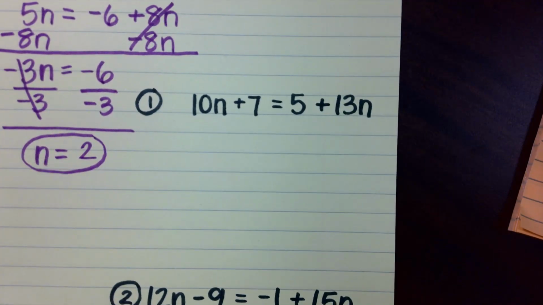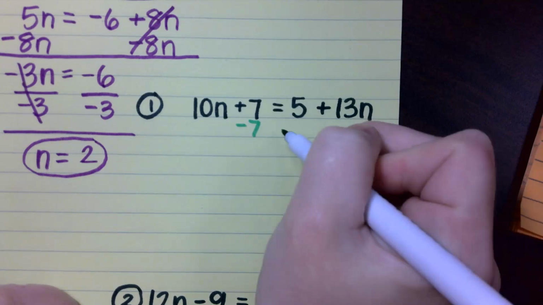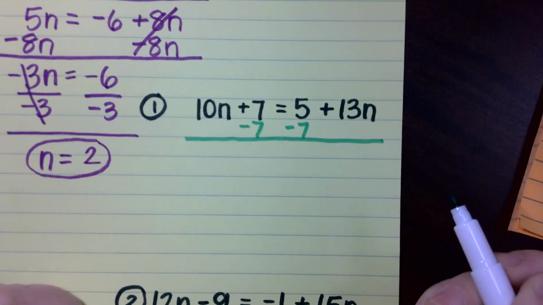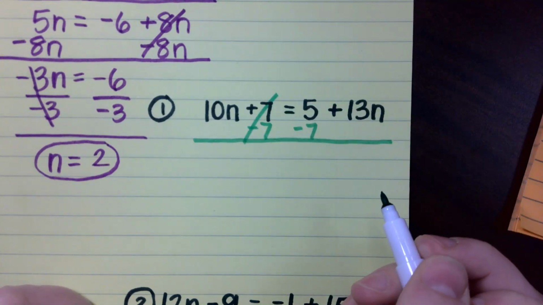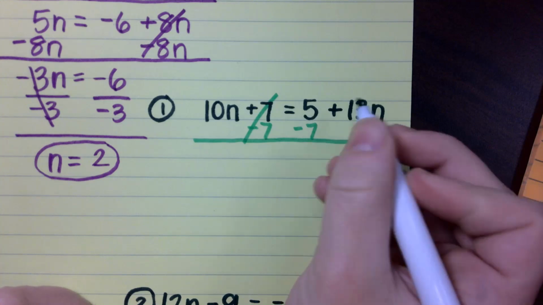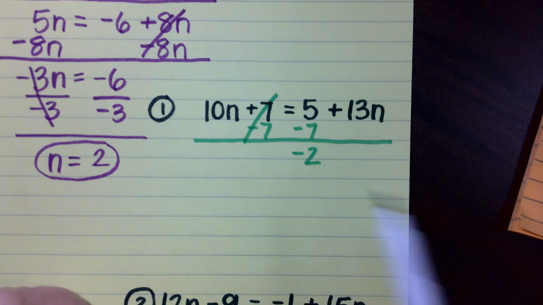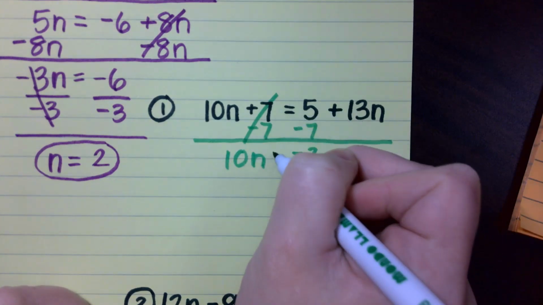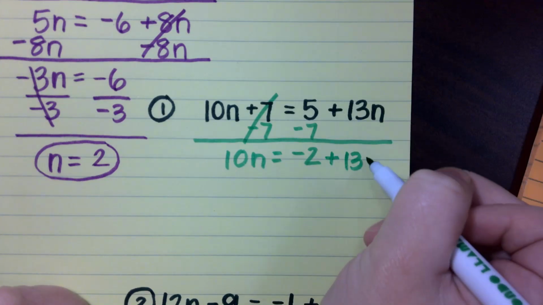Okay, let's go ahead and look at number 1. What'd you guys do first? Subtract 7 from the 7 and the 5. Did everybody do that? Yes. Perfect. Okay, so what happens with my 7s? They cancel. Then what? 5 minus 7. What's 5 minus 7? -2. And what do we need to bring down? 10n equals -2 plus 13n.